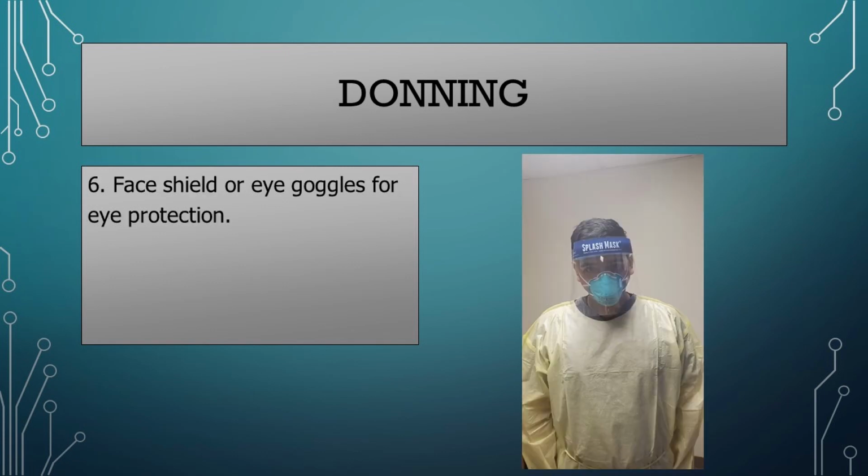Next, we must don our face shield or goggles for eye protection. When donning our face shield, place it on so the foam piece rests on the forehead. If the face shield fogs up due to breathing, it is likely that the respirator does not have a proper seal. Once you are in the patient care area, adjusting the face shield and mask must be avoided.